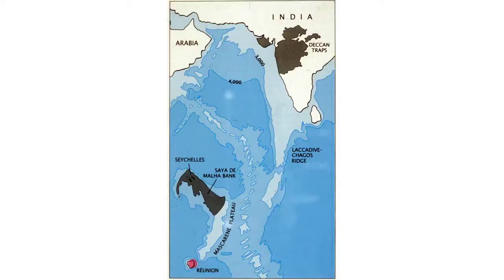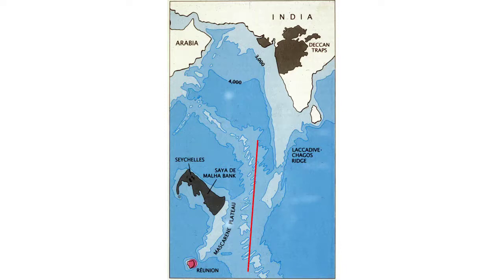This is what the Deccan Traps looks like today. The current position of the hotspot is at Reunion Island. Notice that the Seychelles are no longer connected to India. They've been separated from India sometime after the Deccan Traps by a spreading centre shown here.